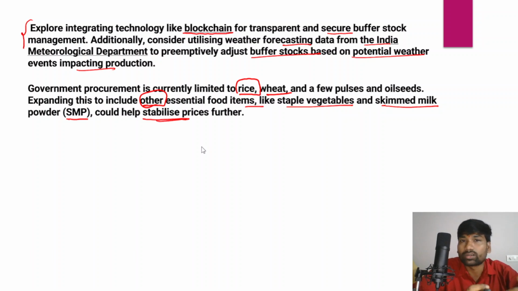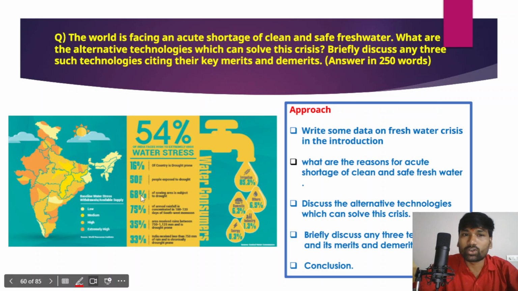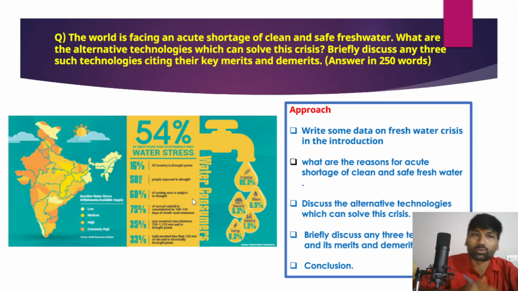Right, so this is a very important aspect of the government when it comes to ensuring income security for the farmers and food security for the poor people. And next, a very important question is about water security. Remember that this is the second question about water. The first question that we have discussed was about the water or irrigation management system in India.